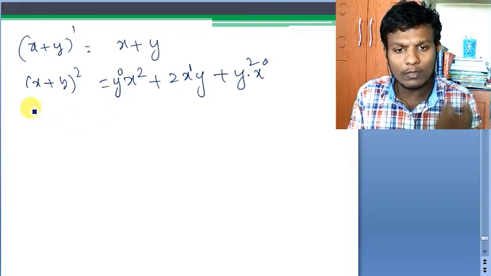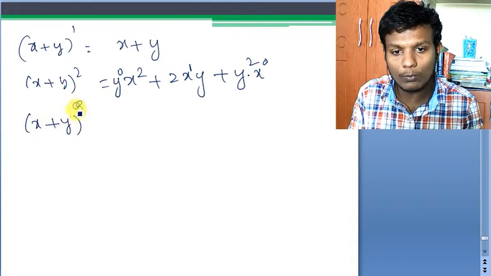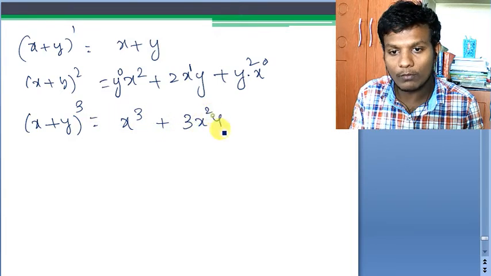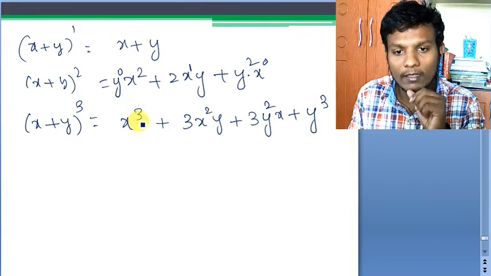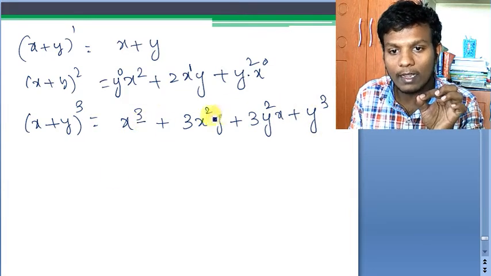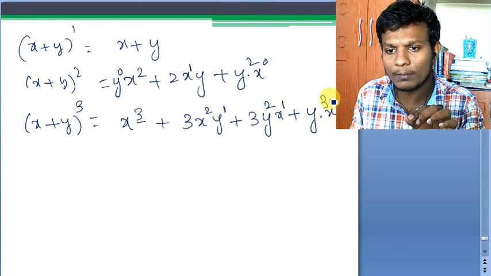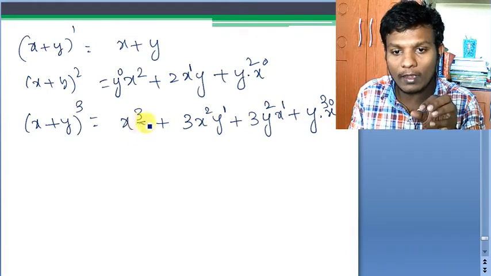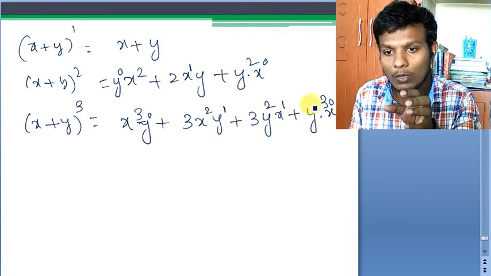Now suppose x plus y whole cube: this is x cube plus 3x square y plus 3y square x plus y cube. Here also x starts with power 3, then it gave 1 to the other, so it became 2, then x became 1 here, and at last x disappeared like x power 0. In the beginning there is no y, so I can write y power 0, y power 1, y power 2, and y power 3.